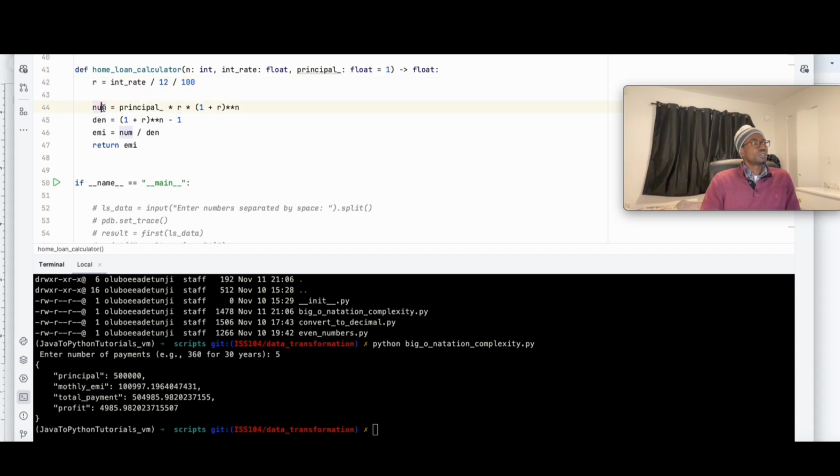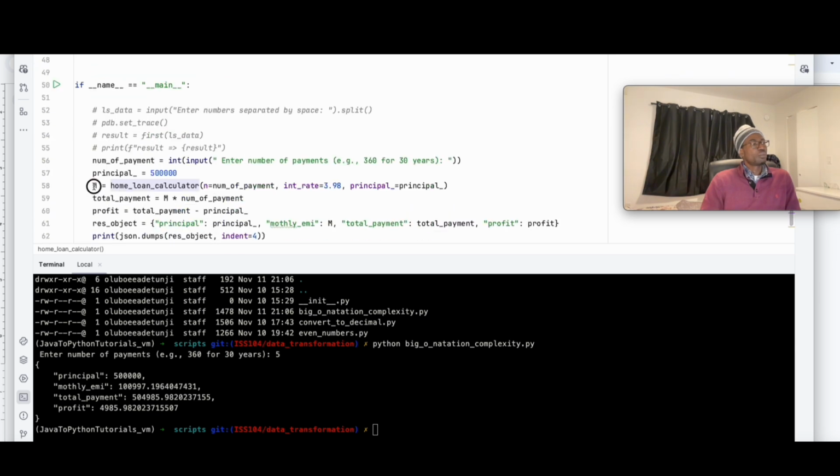So this is the numerator, this is the denominator. So we divide the numerator by the denominator here to get the M. So this function will return the M. So this M will then come here. This is the M returned as a result, the output value assigned to the variable M.